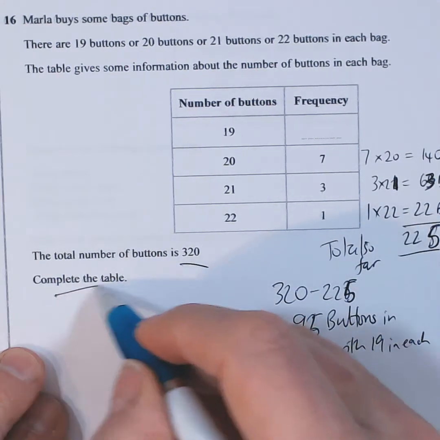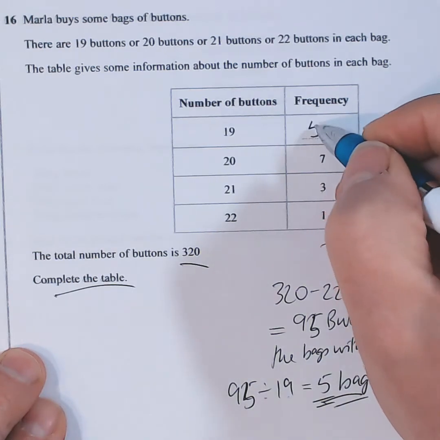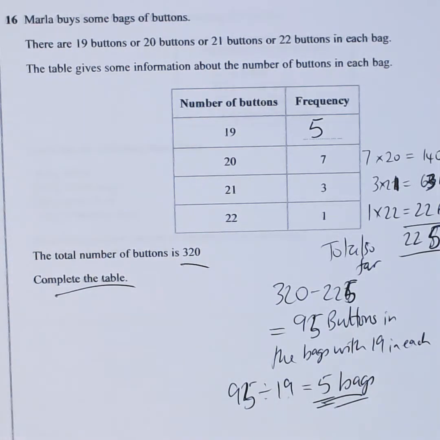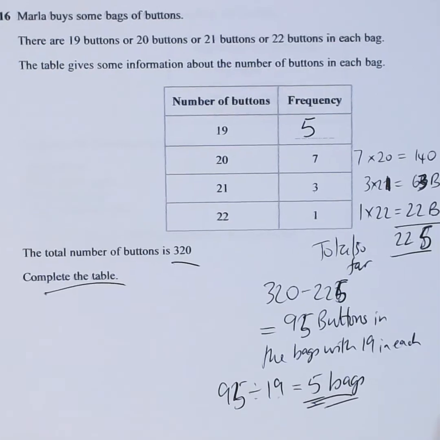So it says complete the table. So we're going to put a 5 there to complete the table. Okay, so that's how that question could be done.